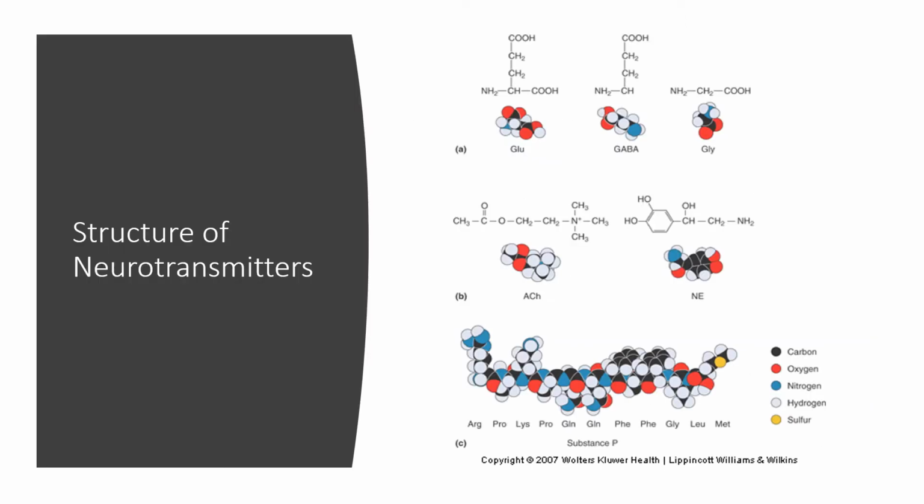Some examples of their sizes and shapes you can see here. In A, we have the amino acids: glutamate, GABA, and glycine. Then we have small molecules, acetylcholine and norepinephrine. And then we have substance P, which is our small protein. So we have three major categories of neurotransmitters, and here are some of their structures.